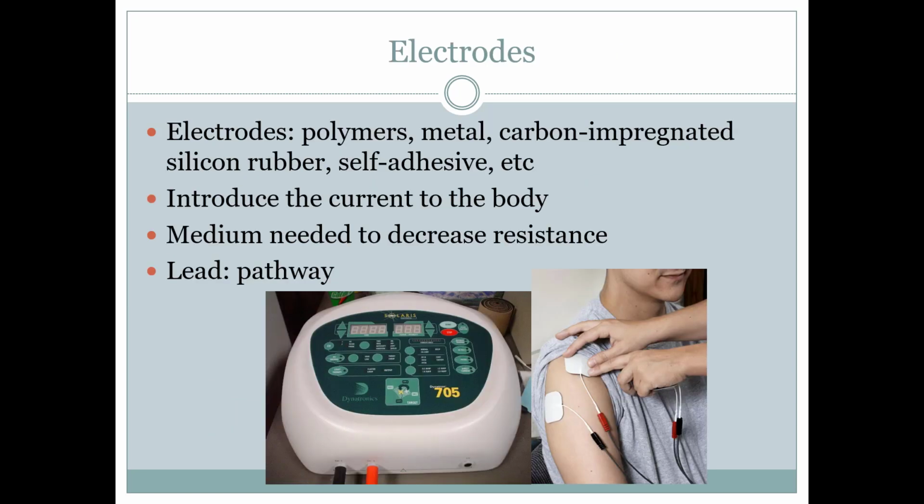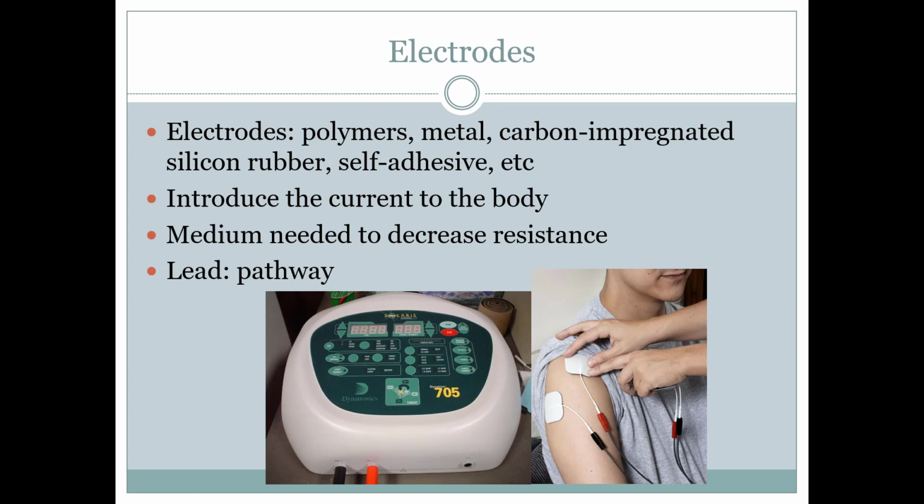Electrodes are devices attached to the terminals of a generator or electrical stimulator unit, through which current enters and leaves the body. Electrodes come in a variety of sizes, shapes, and materials and are named according to their function. There are many types of electrodes: polymers, metal, carbon-impregnated silicone rubber, and self-adhesive, among other types. Electrodes introduce the current to the body.